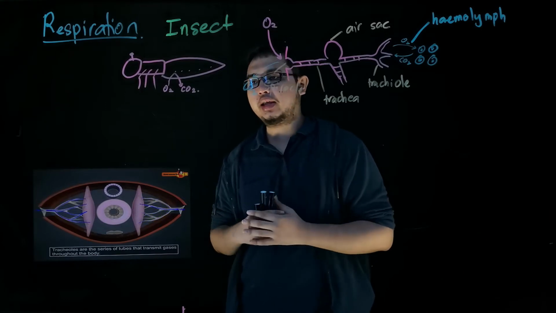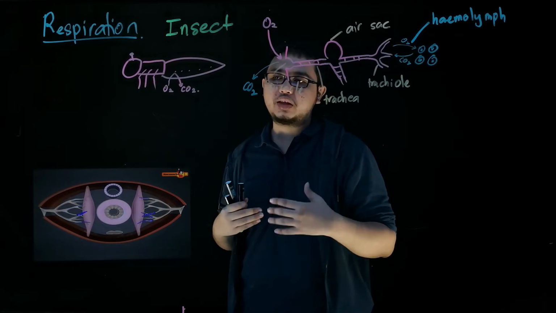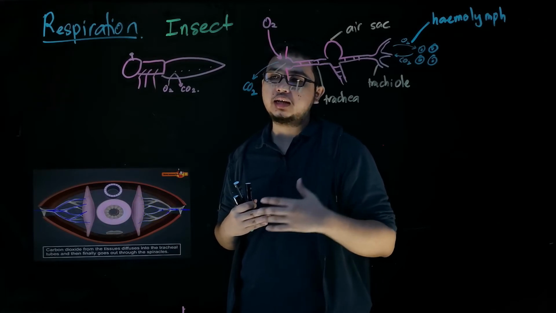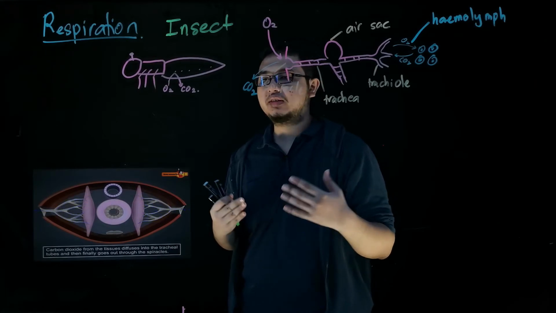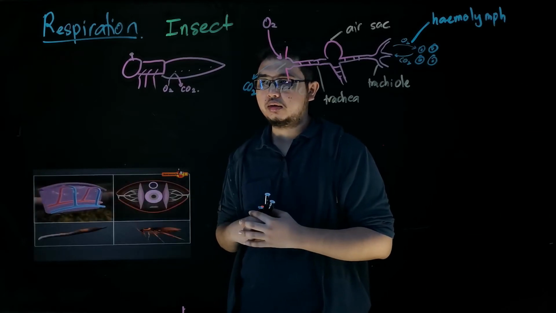Some insects require a higher amount of oxygen, for example, grasshoppers, because they use up the oxygen to allow them to jump across a large distance. The same thing goes for insects that can fly. They really need a high concentration of oxygen.